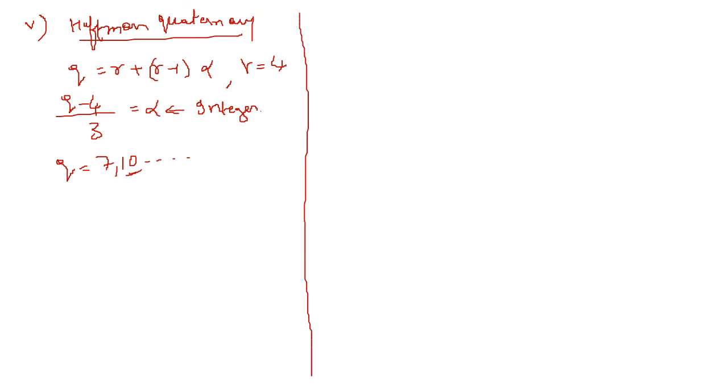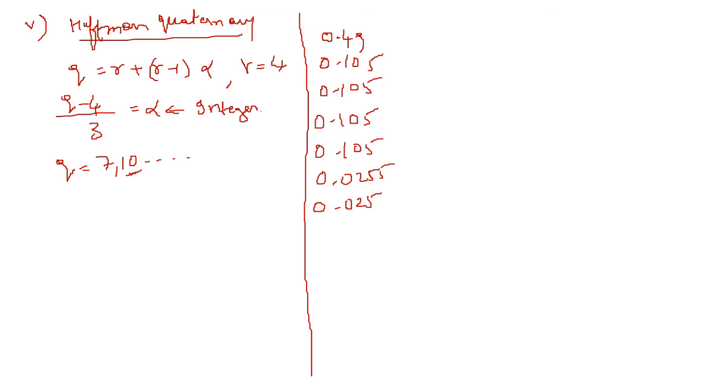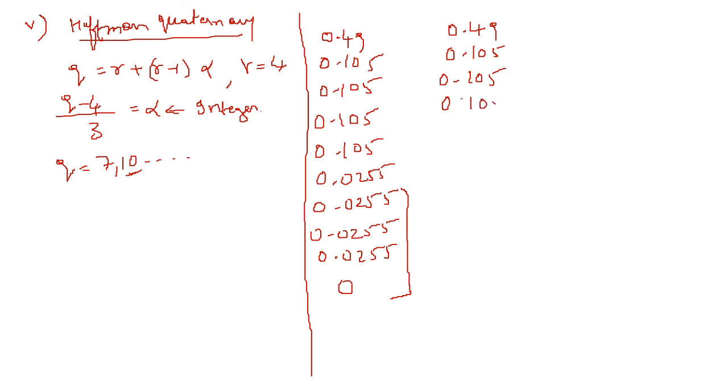So we'll try to solve the problem. The given probabilities are 0.49, 0.105, 0.105, 0.105, 0.105, 0.0225, 0.0225, 0.0225, 0.0225, and we are going to add one more symbol. Now we are going to add the last four symbols and arrange in decreasing order. So again we are going to get 0.49, 0.105, 0.105, 0.105, 0.105, 0.105. This added probability value comes to around 0.0675, and we are going to move this here.